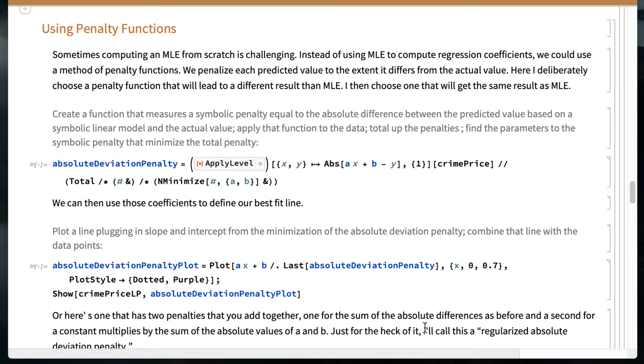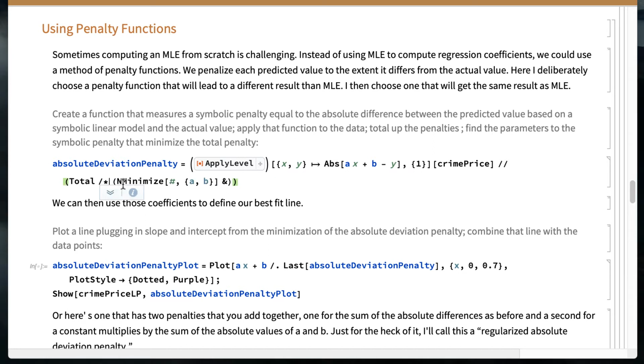So what I'm going to do first is, here's my penalty function. We're going to take what our model predicts, ax plus b, and subtract from that the real value of y. We will apply that to our data, and then we'll take the absolute value of that difference. That's important. We'll take the absolute value of the difference between our prediction, ax plus b, and actuality, y. We'll apply that to all our data. We'll total up all our penalties. We don't need to negate it here. In fact, I didn't. Why don't we just take that out?